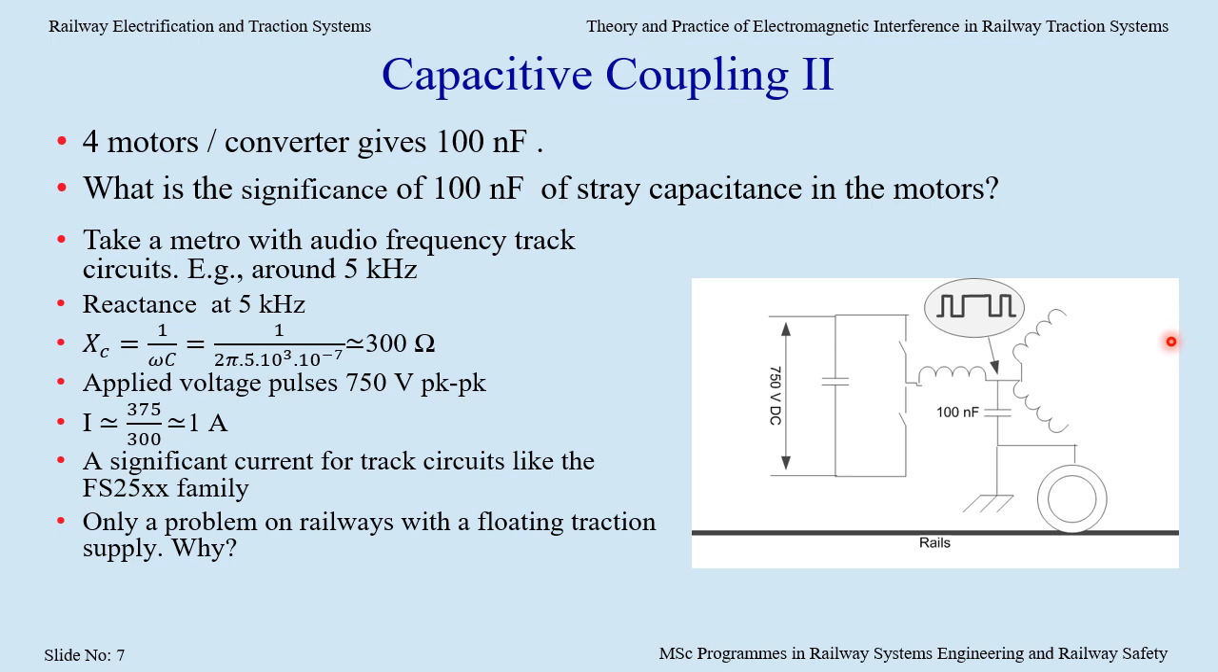One point to consider: why is this form of coupling not an issue for Network Rail DC third rail systems?